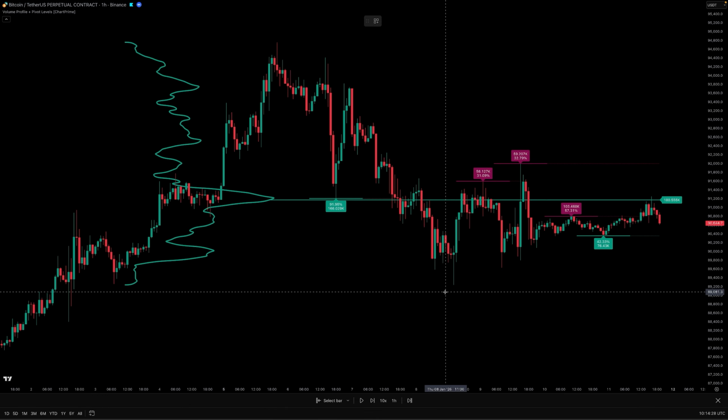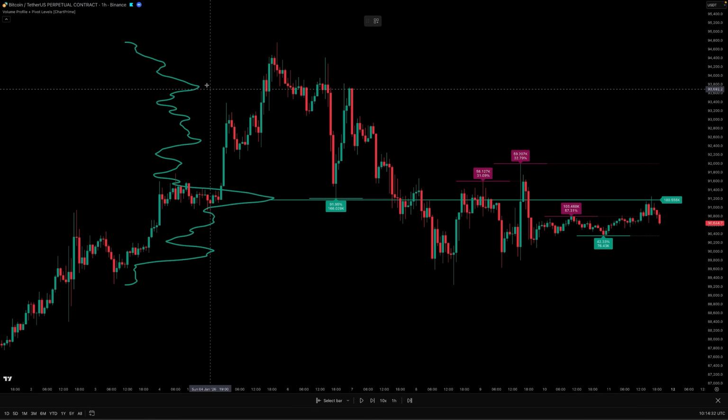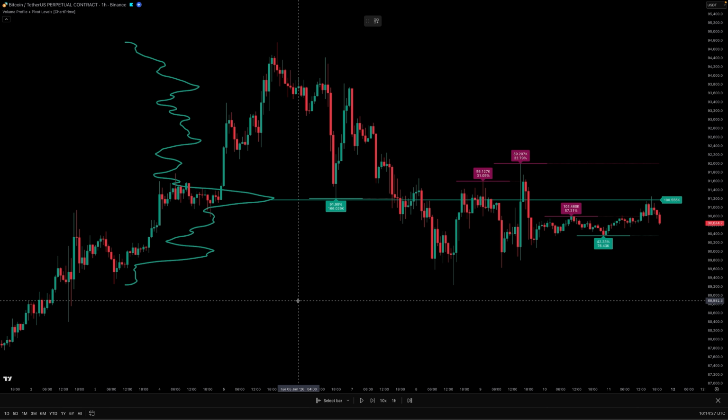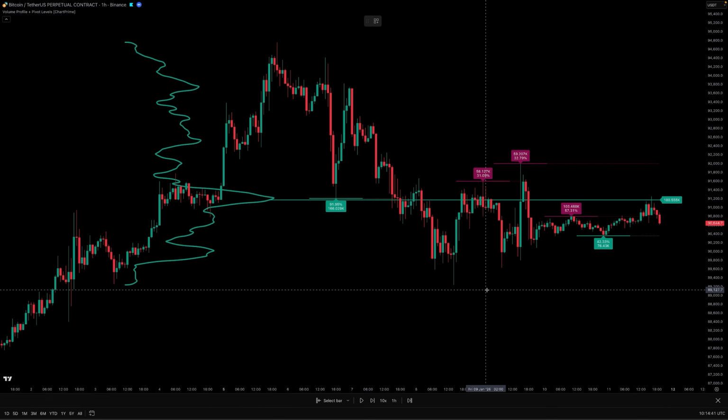For a perfect long entry, the first thing is confirmation of a bullish bias. Look at the color of the volume profile on the left. It should be turquoise. That's our main filter. If the profile's burgundy, we don't even consider long positions, because we'd be going against the flow of smart money.